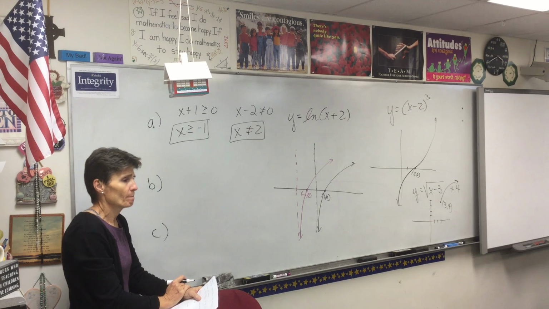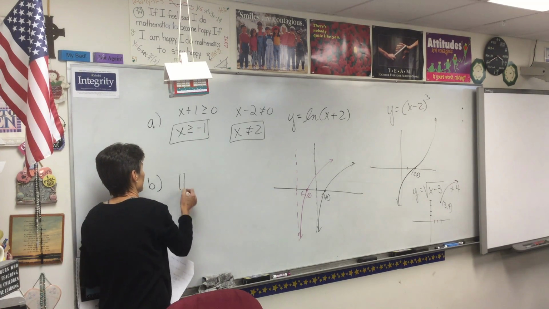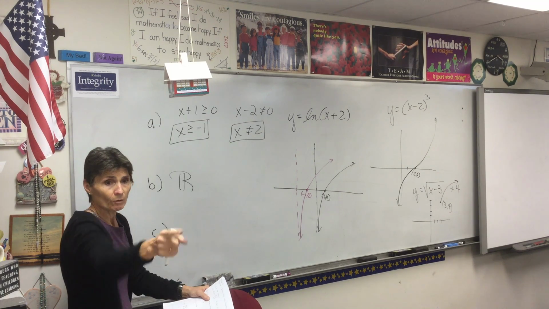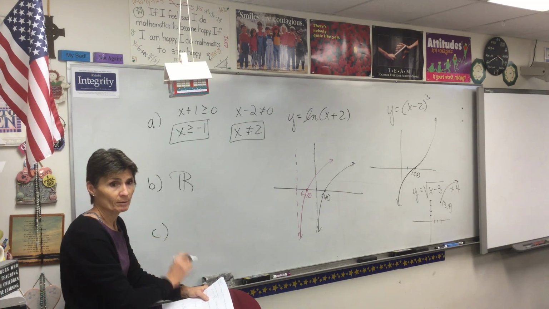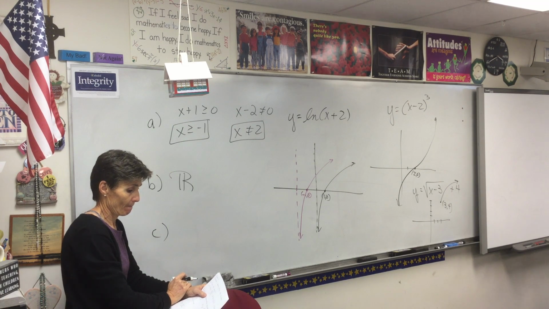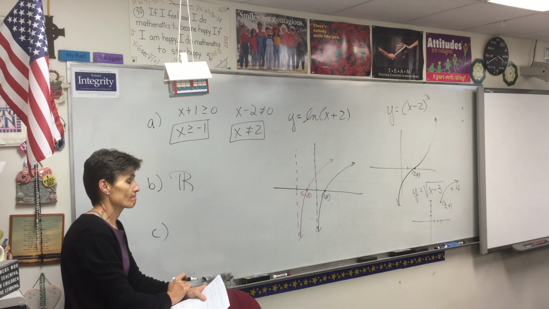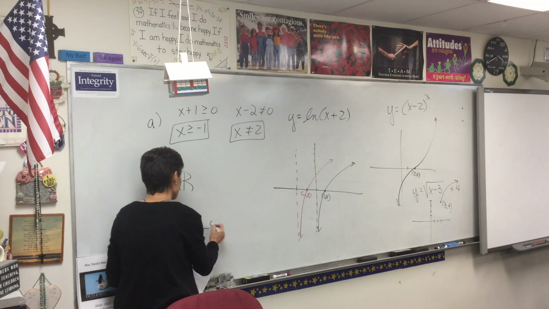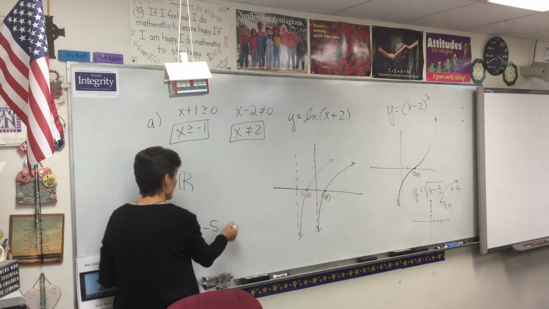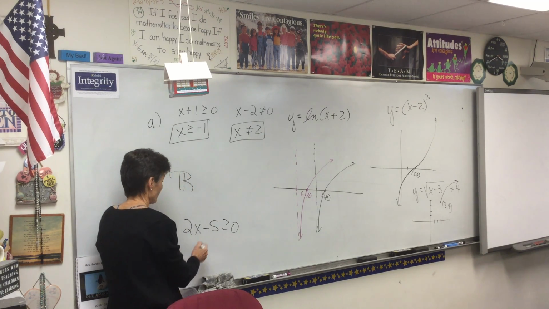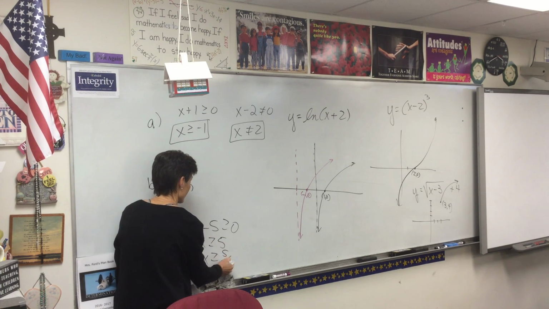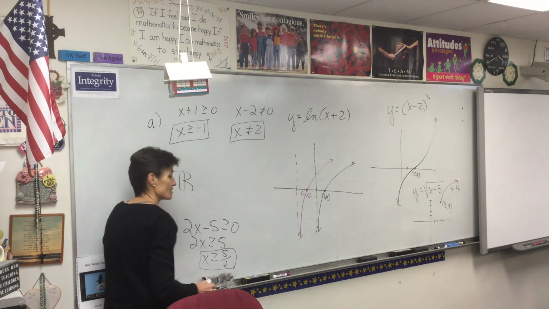What about B? There's no problem. That's all reals. Why is that all reals? Since there's no problem. No radical, no denominator, no problem. That's right. C. Exactly. Whatever is under the radical, which in this case is 2x minus 5, has to be greater than or equal to 0. So 2x is greater than or equal to 5, and x is greater than or equal to 5 halves.